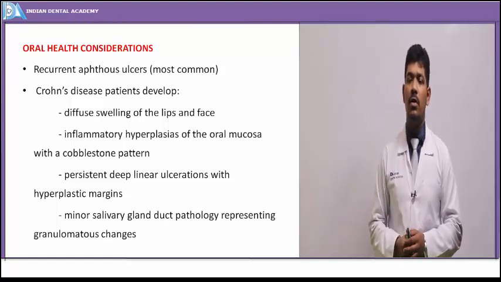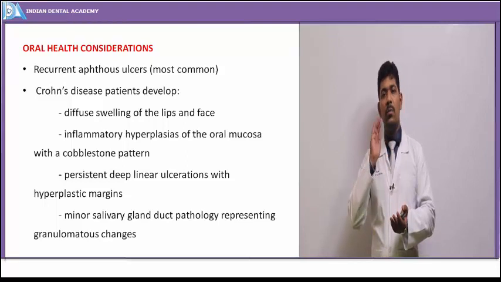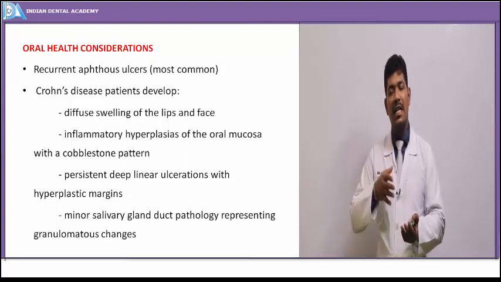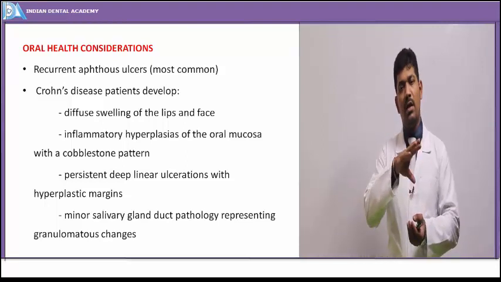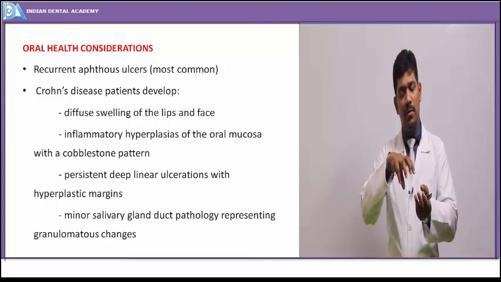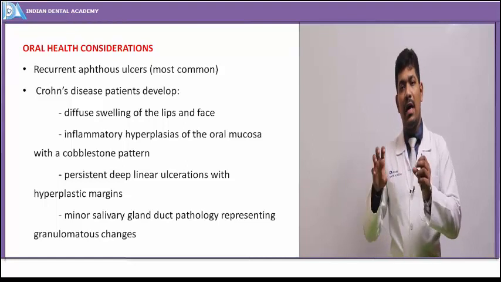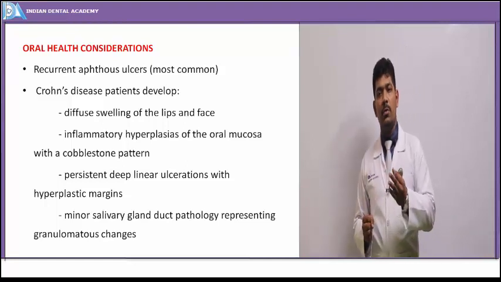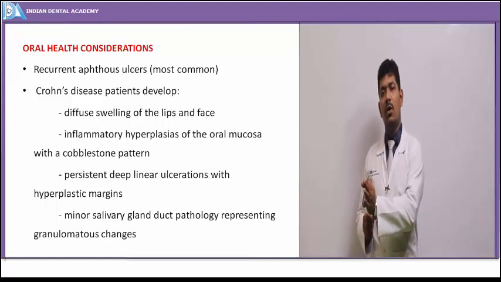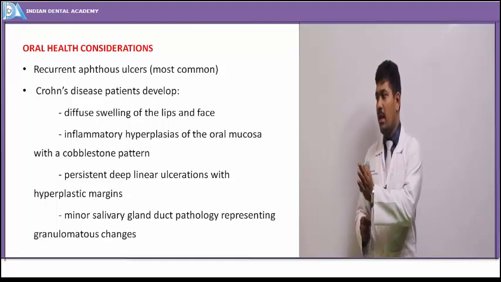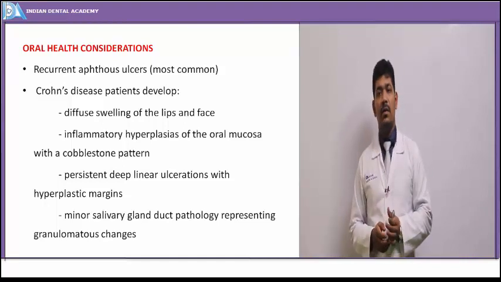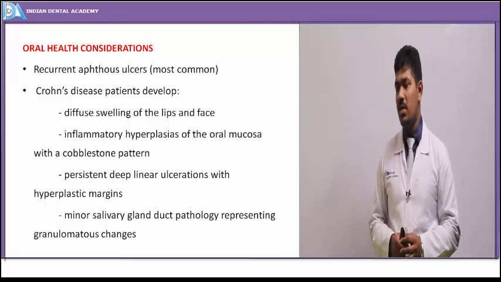appearance on the oral mucosa, wherein the oral mucosa is traversed by innumerable parallel linear ulcers which are bordered by hyperplastic areas, so as to give a classic picture of a cobblestone pattern. This is typically seen in Crohn's disease patients.